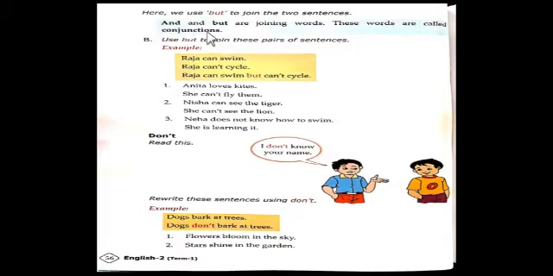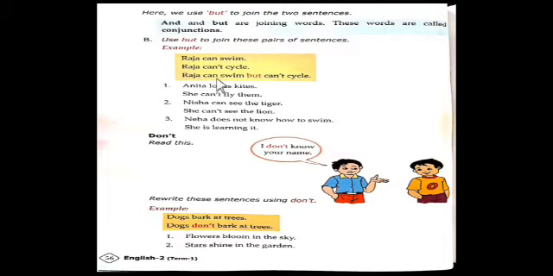So and and but are joining words, or we say conjunctions. Okay. Let us complete the given exercise in your textbook on page number 56. Use but to join these pairs of sentences. The example has been given here. Raja can swim. Raja can't cycle. See, he knows swimming, but he doesn't know how to ride a bicycle.